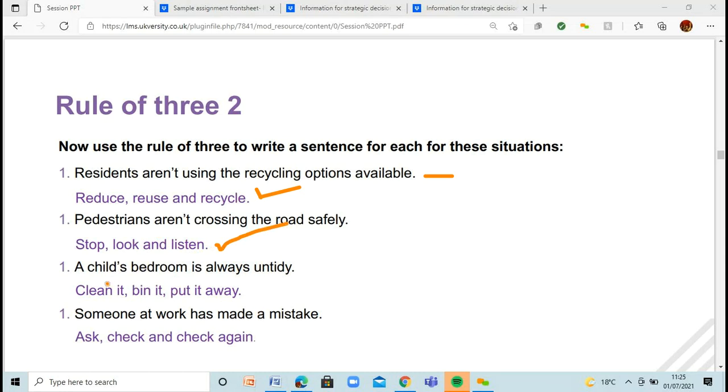Then a child's bedroom is always untidy. Then we've got clean it, bin it, put it away. And someone at work has made a mistake. Ask, check, and check again. So this is how you're changing simple sentences by using a rule of 3 instead. And it makes it more punchy, doesn't it? It makes you want to focus on it a bit more because it's a bit more fun.